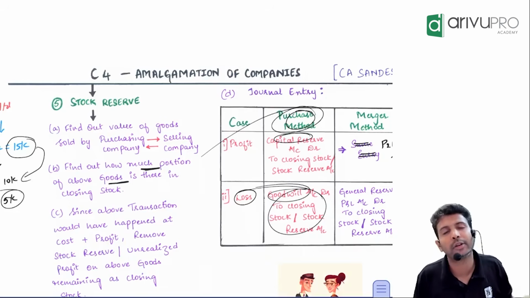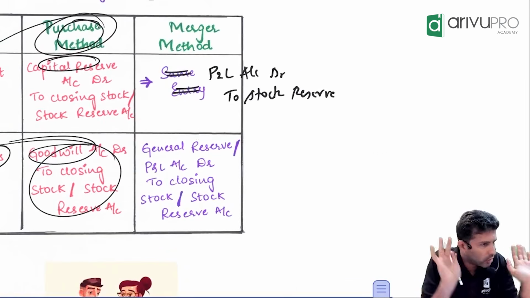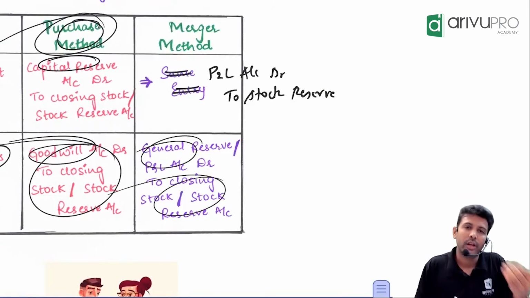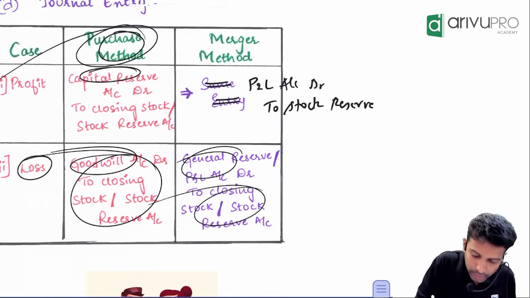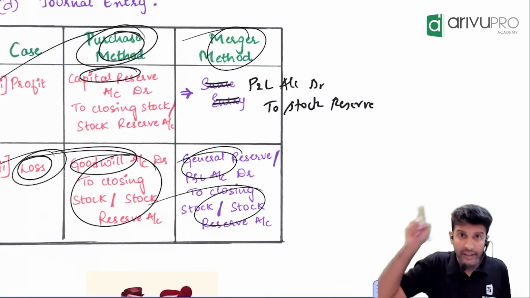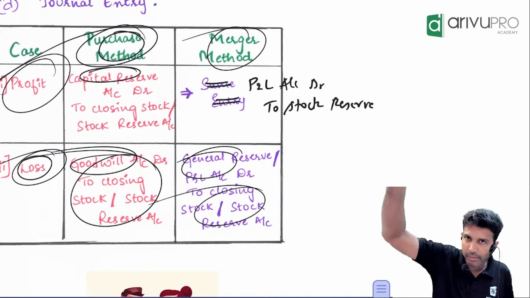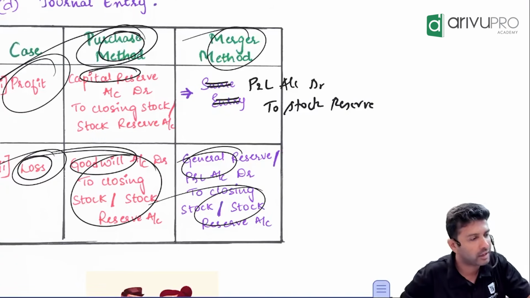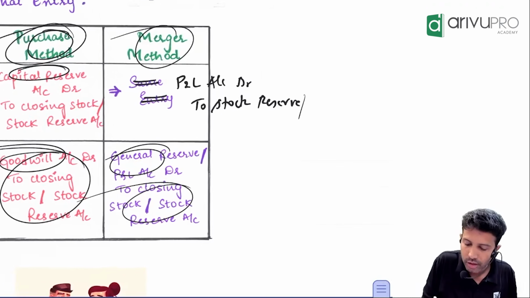Tell me the entry for stock reserve. General reserve or P&L, whichever reserve you are adjusting, you can use. Usually we use general reserve. General reserve account debit to either directly closing stock or stock reserve credit. Fine. Now, this is for the merger method under which scenario? Loss scenario. If it is the merger method and a profit scenario, will you show it as capital reserve or as P&L? In that case, the entry will be P&L account debit to stock reserve or closing stock.